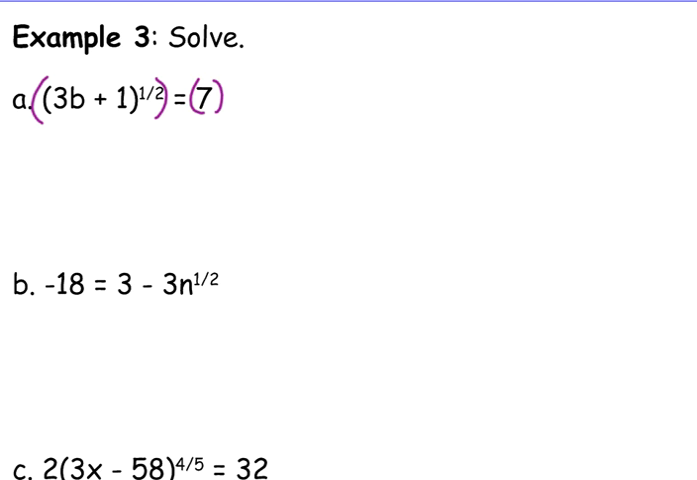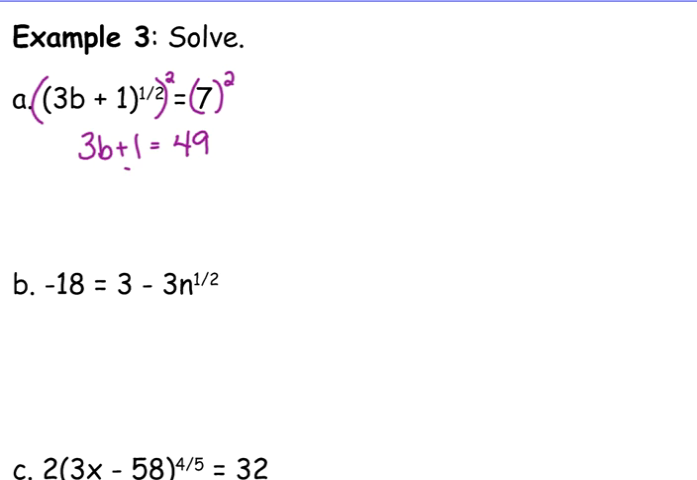So the reason why we square the square root is because they undo each other. Well, we're going to square this because when you raise a power to a power, you multiply. 1/2 times 2 is 1. So then you've just got 3b plus 1 on the left side. The power is gone. Okay? So we've got 3b plus 1 on the left side, and 7 squared is 49.